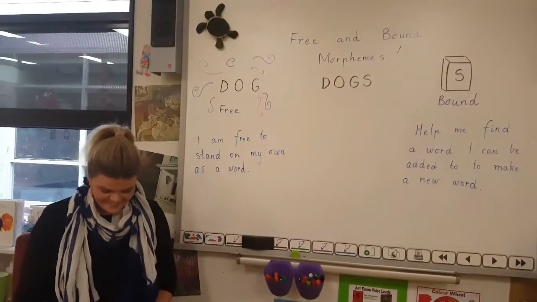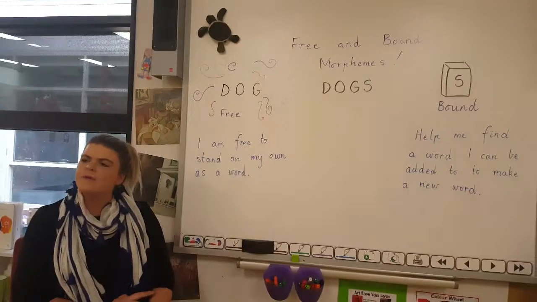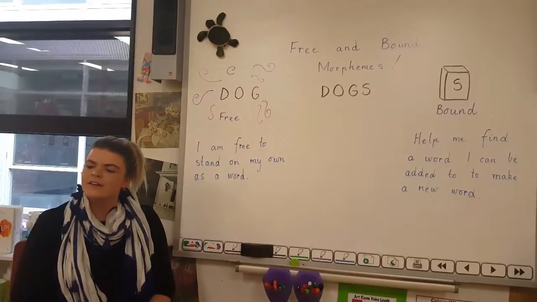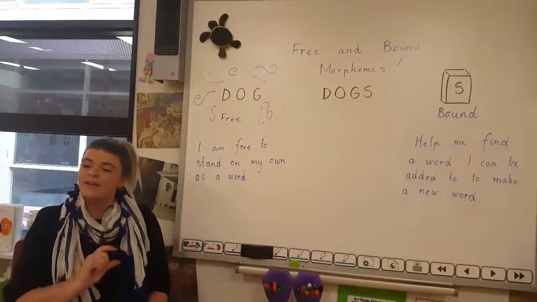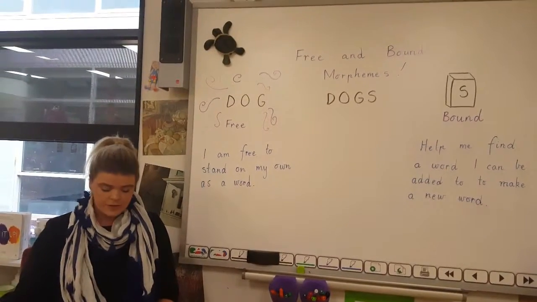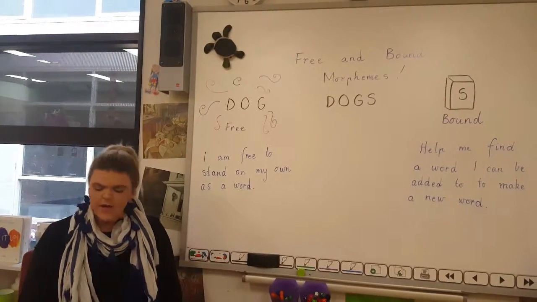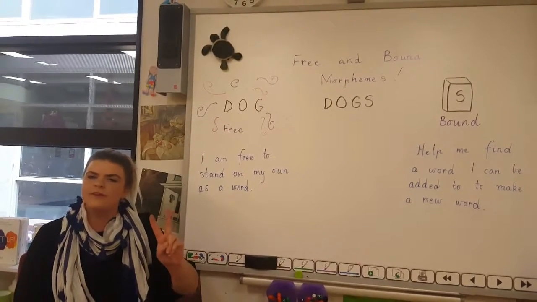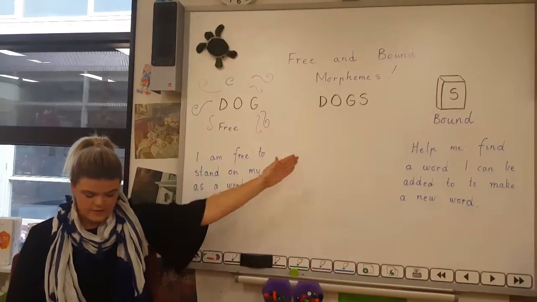Okay, class 1D. Remember yesterday how we learned about morphemes? Who can tell me what a morpheme is? Correct, Johnny. A morpheme is the smallest unit of meaning in the whole words that we use. Today we will be exploring morphemes a little bit further, and we will be looking into two types of morphemes: free morphemes and bound morphemes.